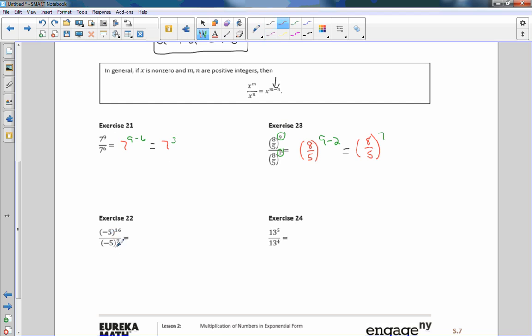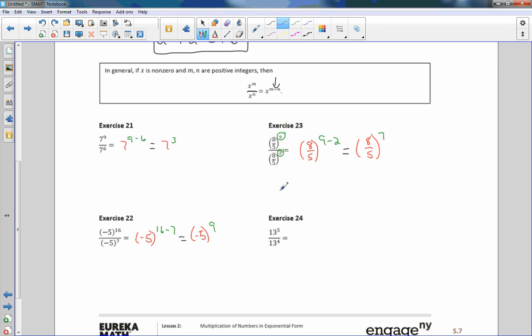22. -5, -5. Bases are the same. They're in parentheses. They must stay in parentheses. My exponents are 16 and 7. We subtract when dividing, so it's 16 minus 7, which is going to simplify out to be -5 to the power of 9.